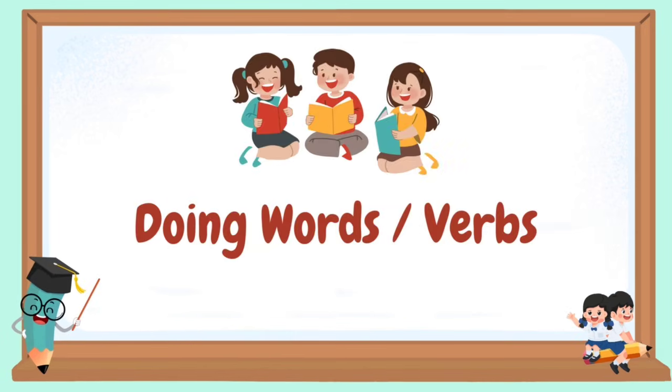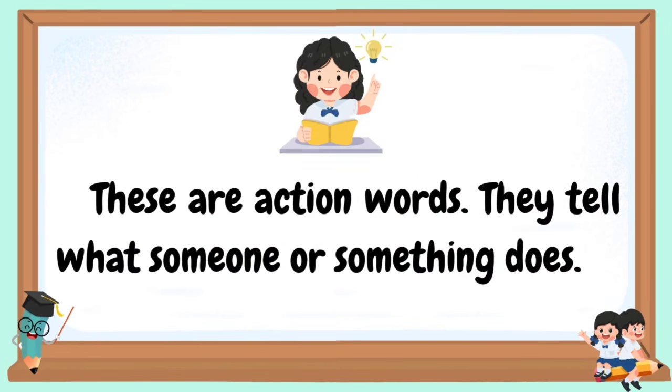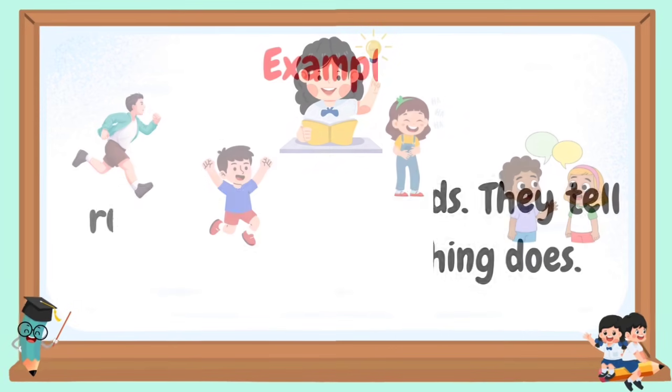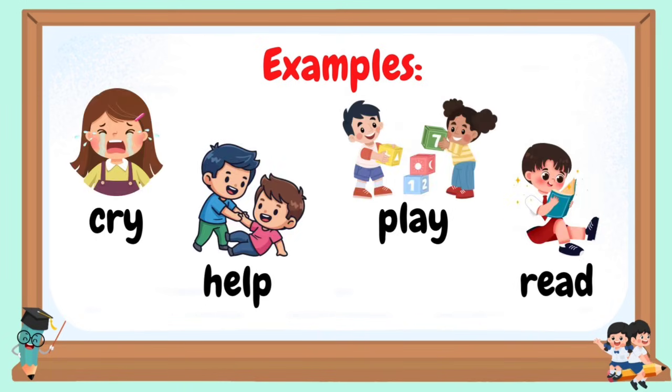Doing words or verbs. These are action words. They tell what someone or something does. Examples: run, jump, laugh, talk, cry, help, play, read.